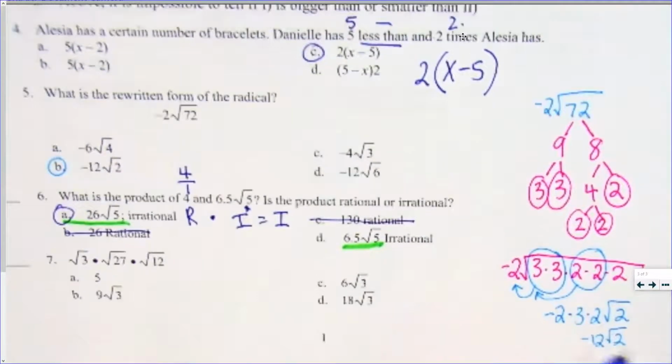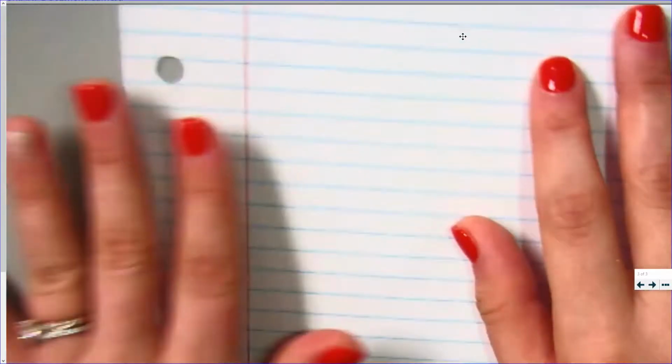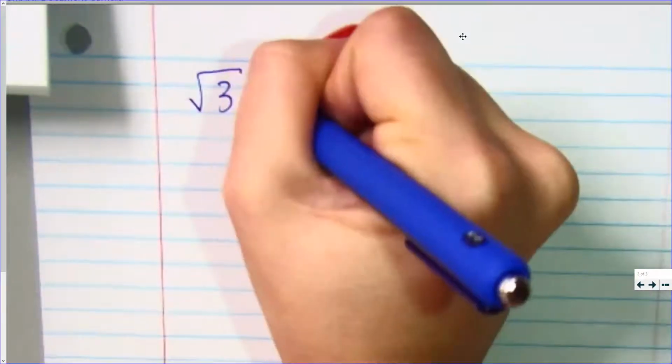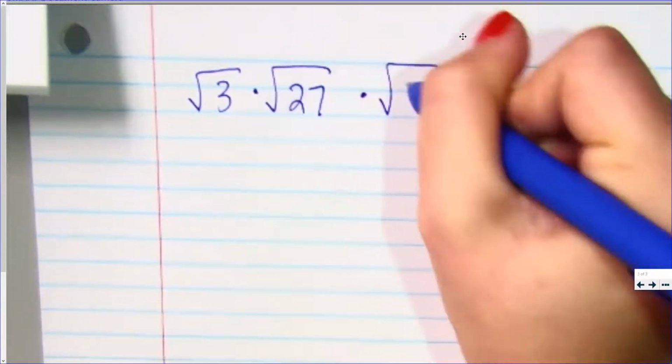All right, now number 7 is going to be a little lengthy here because we are going to be multiplying radicals. So I'm going to get out a blank sheet of paper because I know that my work's going to be a lot longer. All right, so let me pull this up for us. We had square root 3 times square root 27 times square root 12.